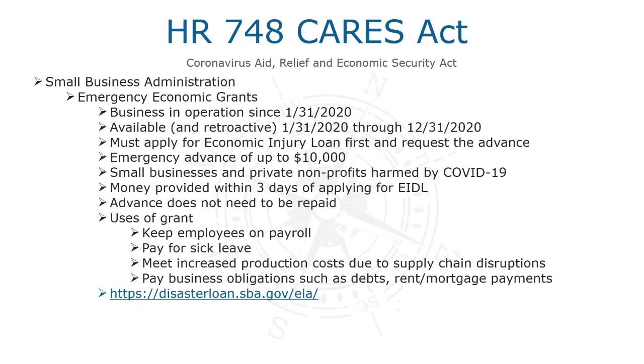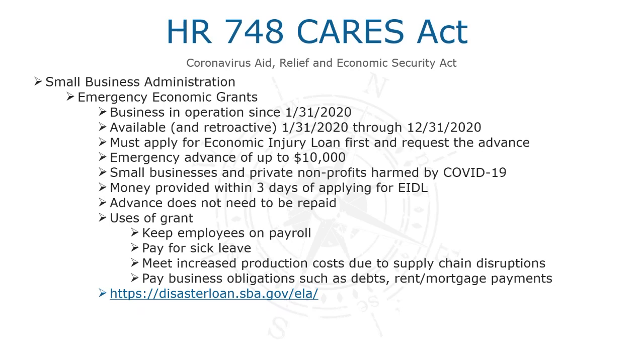So the emergency advance is for up to $10,000 for small businesses, private nonprofits harmed by coronavirus. This money is provided within 3 days of applying for the economic injury loan. The advance does not need to be repaid. And some uses for the grant would be to keep employees on payroll, get some quick capital in your pocket until the loan goes through.